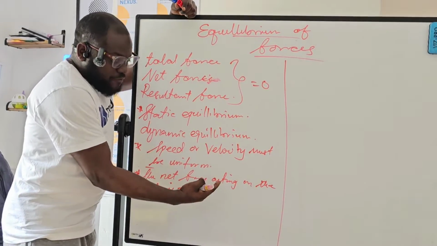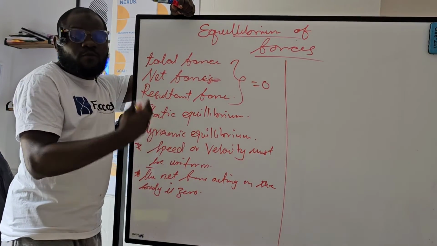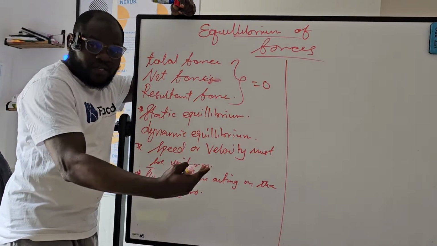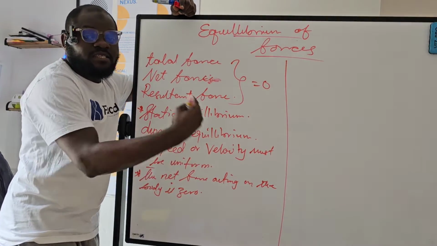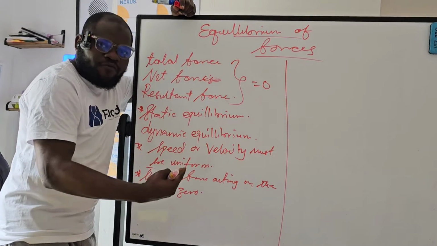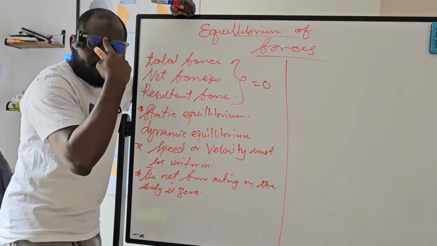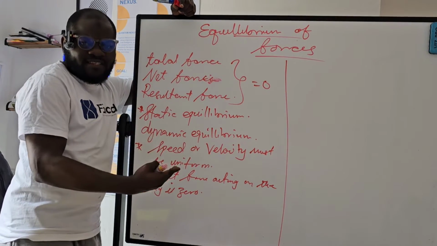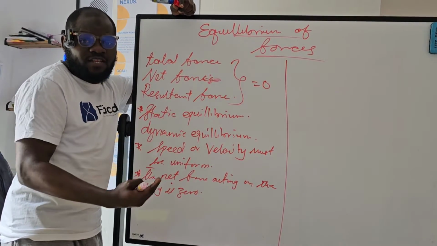So if the net force acting on the body is zero and the body is moving with a uniform speed or uniform velocity, then you say the body is at equilibrium. What type of equilibrium? Dynamic equilibrium. Do you get this now? Or you call it kinetic equilibrium.